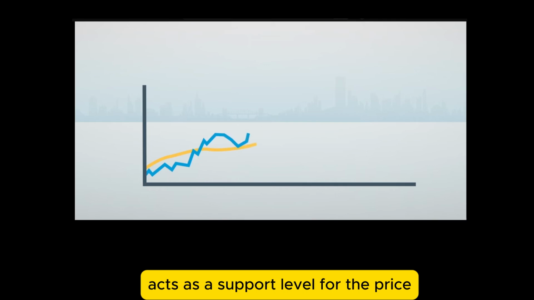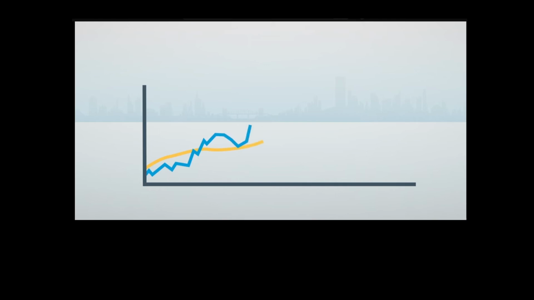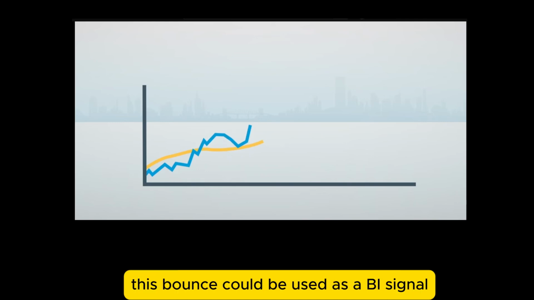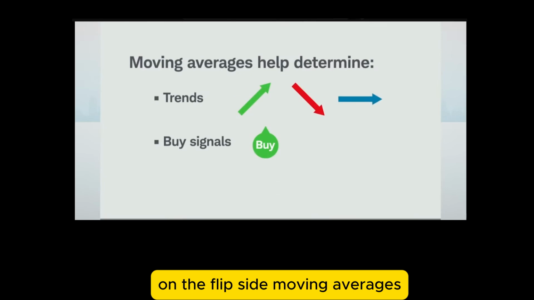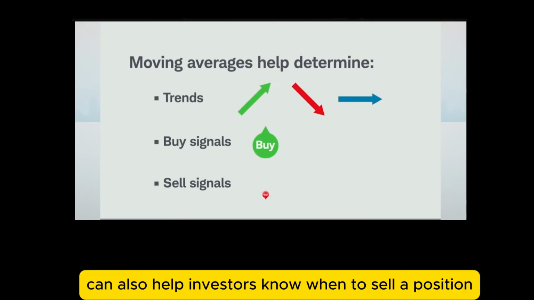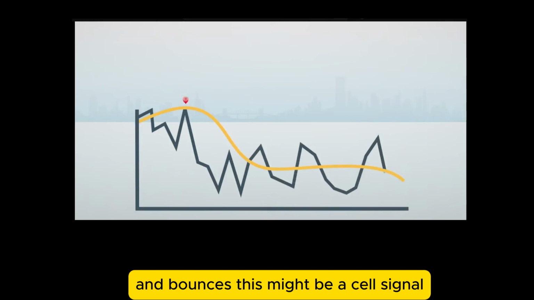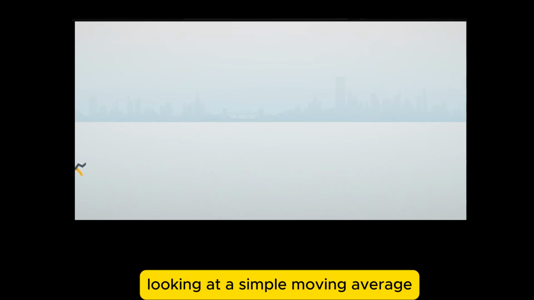This is when the security's moving average acts as a support level for the price. When the price comes down to the moving average and then rallies up again, this bounce could be useful as a buy signal. On the flip side, a moving average can help the investor know when to sell a position. For example, if the stock's price rises to the moving average and bounces off, this might be a sell signal.